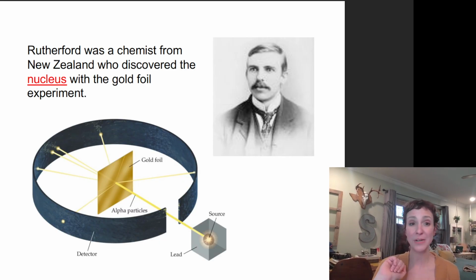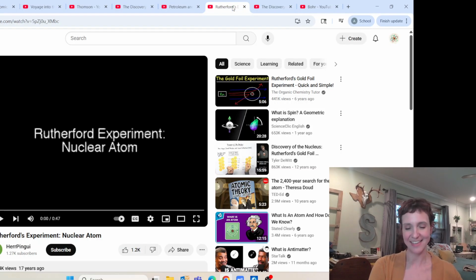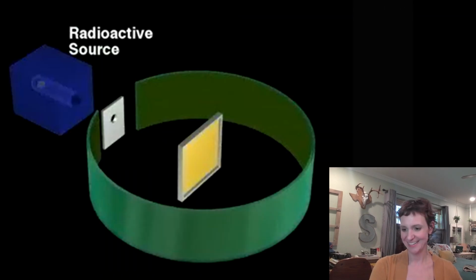So Rutherford was a chemist from New Zealand who discovered the nucleus with an experiment called the gold foil experiment. All right, let's see what this gold foil experiment is. I'm really excited. Oh my gosh. And just like the cathode ray tube experiment, I got a really old, nerdy video for you guys to see, and it is still a good one, so you guys can enjoy.